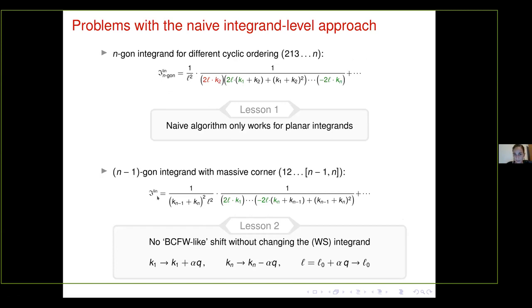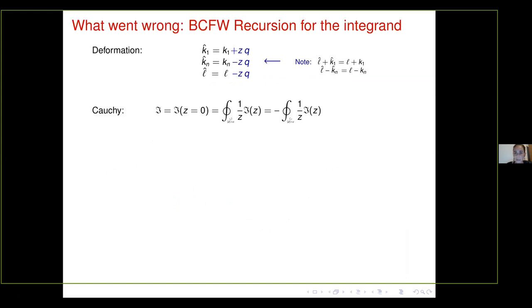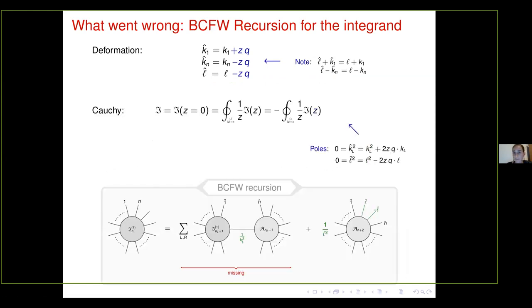Even worse, already for an n-1 gon, it fails for any reasonable interpretation of how you would do this shift at the level of the integrand, this moving through L.K1 to L plus K1 square. Because if you take a BCFW-like shift, you can see that you will screw up the massive corner term. It's actually really easy to see why, but I think I'm running a bit low on time. So let me cut that a bit short and just tell you. Okay, so let me just tell you that the reason it goes wrong is that you basically just picked up one term in the BCFW loop recursion, whereas you should have picked up 2 terms.